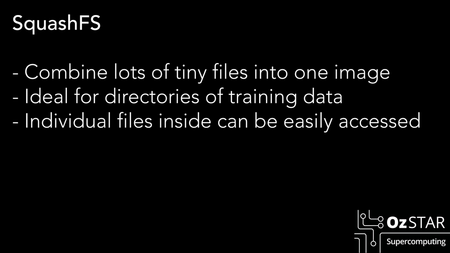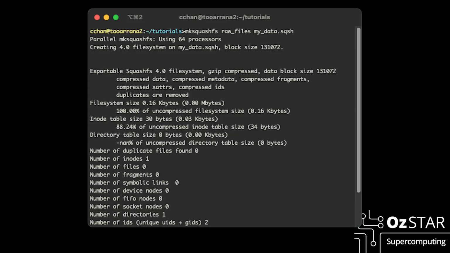Next up is SquashFS. If your job reads thousands of small files, for example, like machine learning training data, then you want to bundle them into one compressed read-only image. Here's how. First, create a SquashFS image on the login node. Say your data is in your project directory on OZ000. Here's the make SquashFS command.